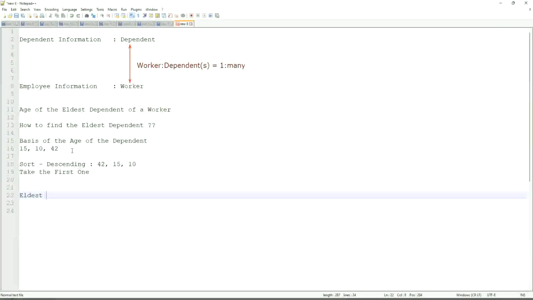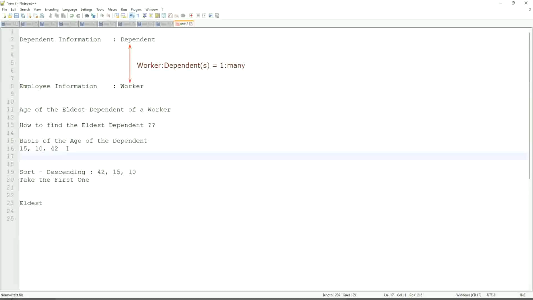If somebody has only one dependent, age 35, will our logic work in that case as well? We sort descending. So it will be 35. Take the first one: 35. Right, so our logic works. If there are multiple, even more.